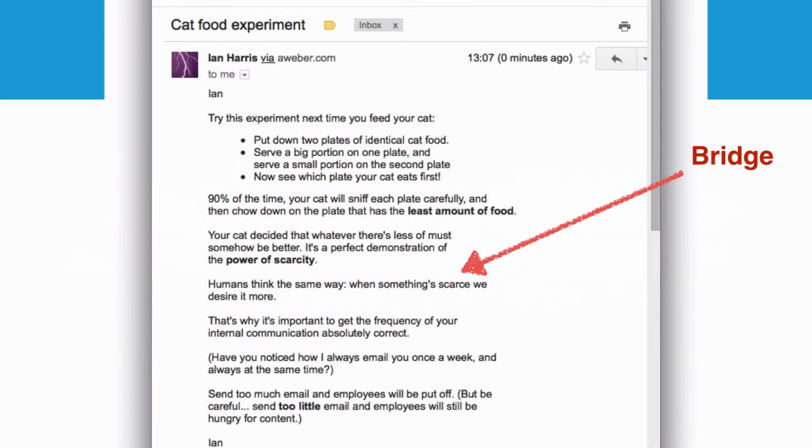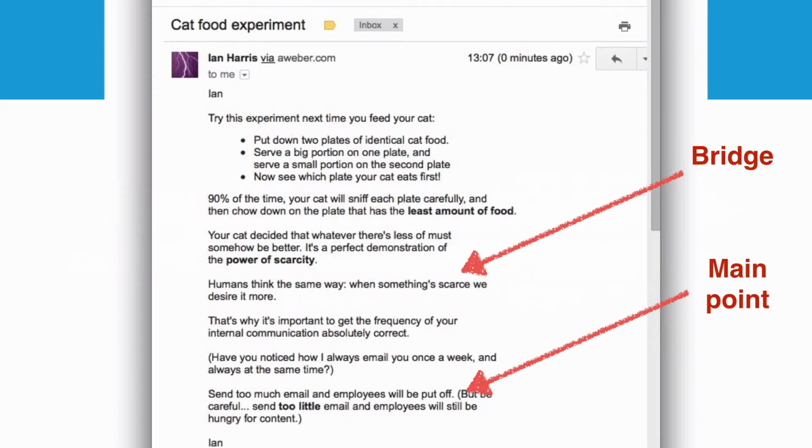Anyway, it's a pretty good story, and I was able to bridge from that hook into a point telling people not to email other people too much because less is more, right? That was a fairly easy bridge to write, to be honest. But I could have bridged from that story into any number of different things because the hook is so flexible.